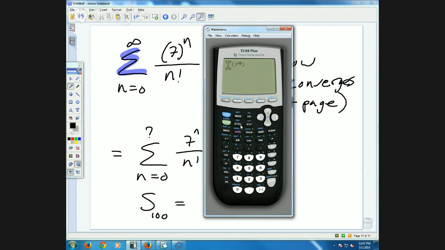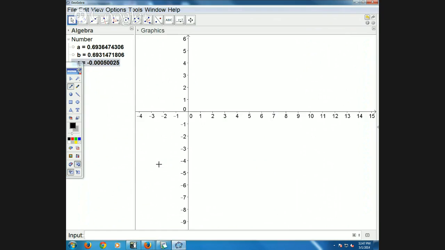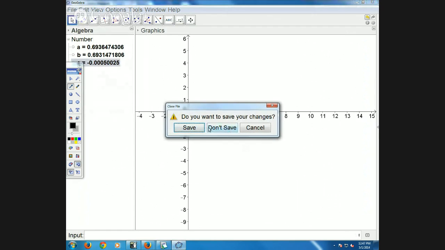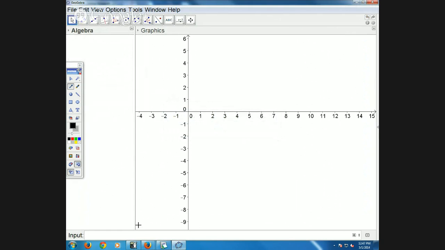Yours is struggling. Well, I'm only at 7 factorial. All right, so we'll let that sit a minute. I'm going to go ask GeoGebra. That's what I got too. Yeah. All right, so by the way, I just want to show you this sum sequence.